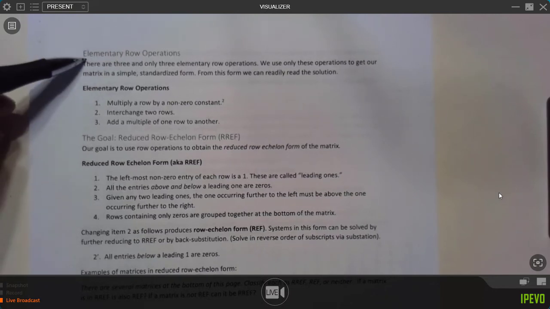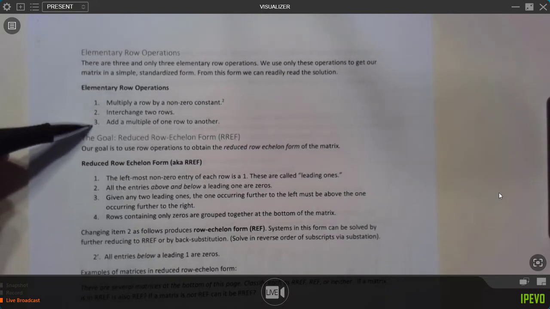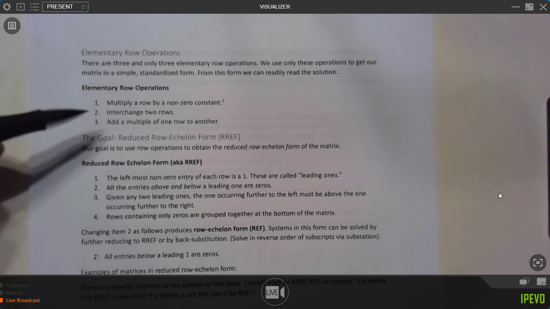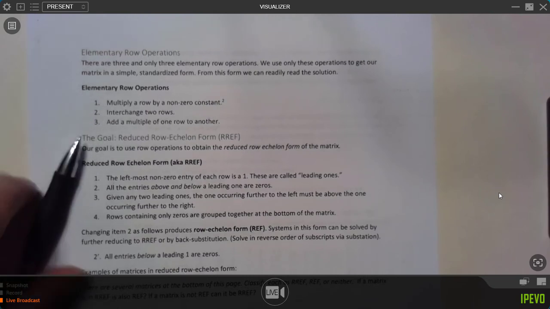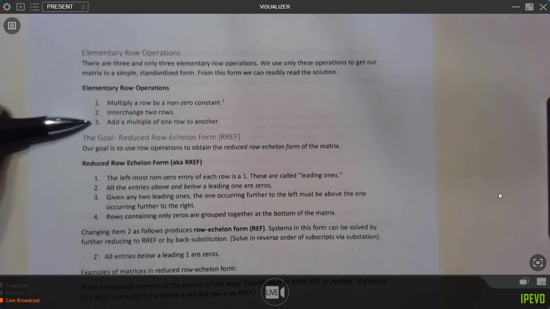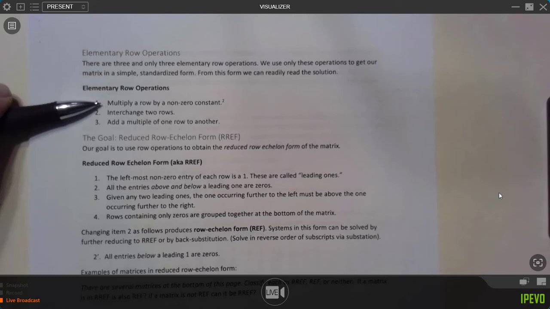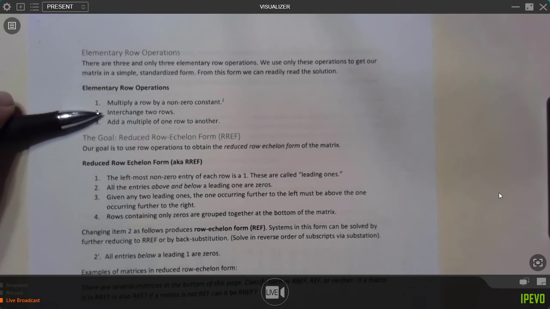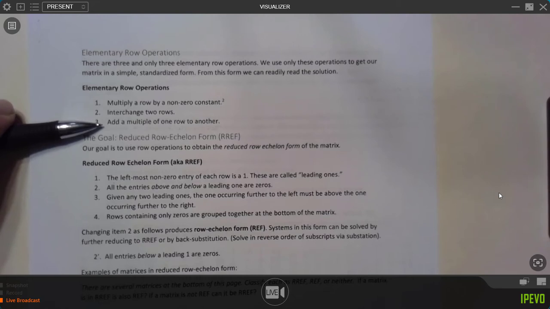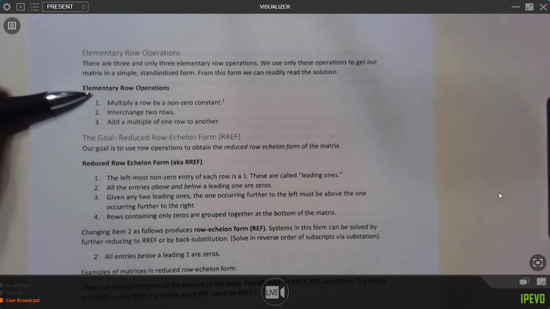Okay, the elementary row operations, these are actually the things that we have been using to row reduce a matrix. So we just want to formalize them now. What are the legal operations? Well, you could multiply a row by a non-zero constant. You could interchange the locations of two rows, or you could add a multiple of one row to another row. And those are the only things you can do in order to row reduce matrices.